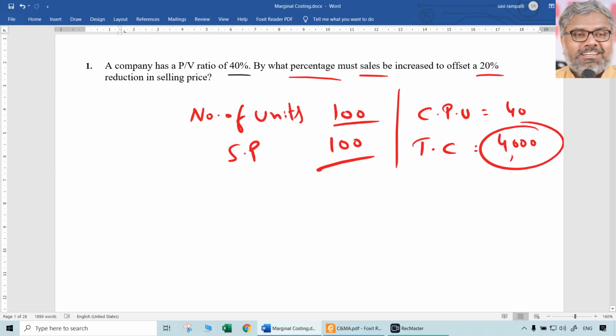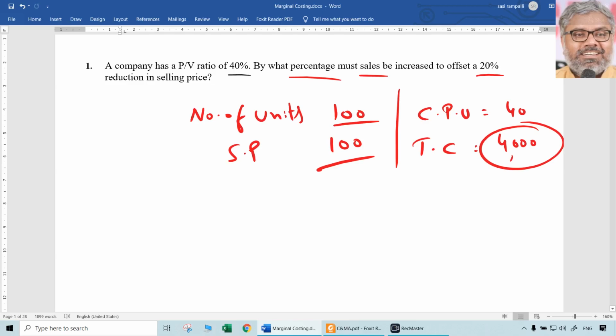Now the question is, the total contribution should be the same, because when there is a reduction in selling price, definitely there is going to be a change in the contribution, but they don't want that. So the only way to offset this reduction in selling price, if at all they want to have the same contribution, is that the number of units has to be increased. My question is, by how many units or by how much percentage the number of units has to be increased is what we should calculate.